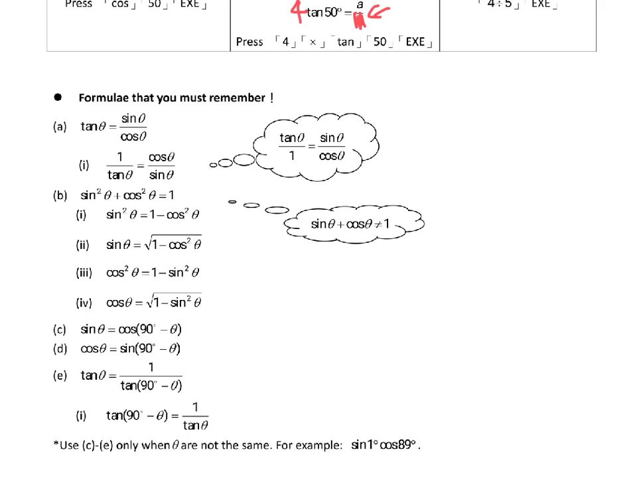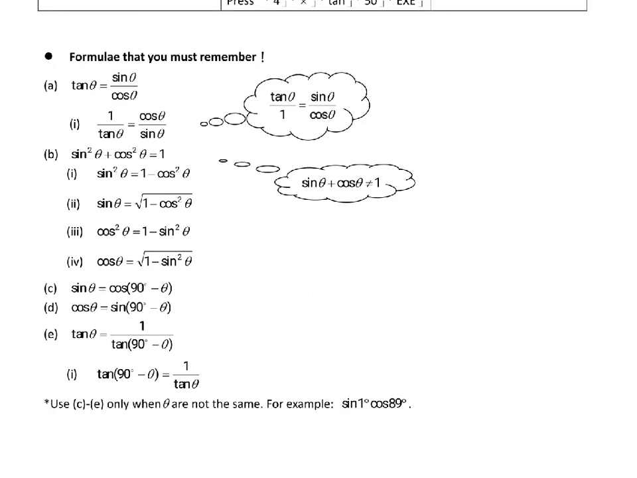And then number 4, you have to remember the formula. So just 2 reminders for you. For the first one, do remember this one, you have the square. If it is sine theta plus cosine theta, it is not equals to 1. So this is the first thing that I want to remind you.